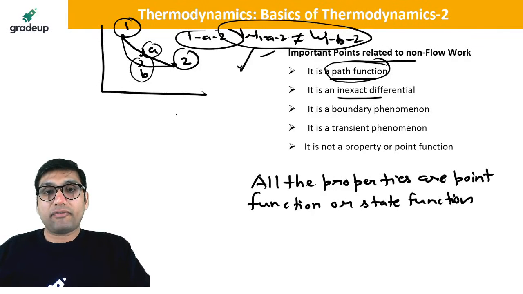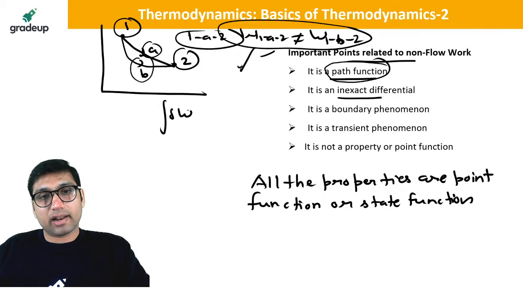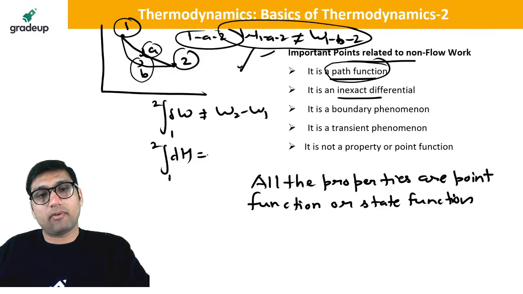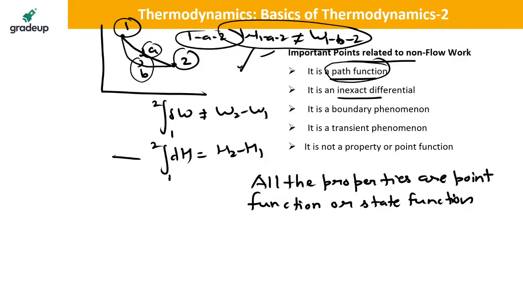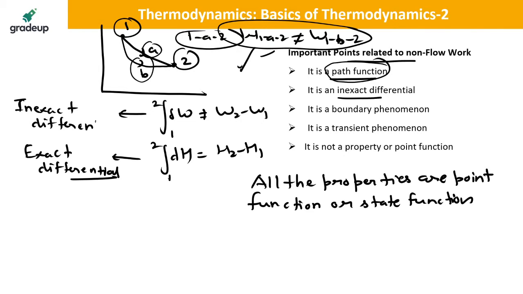Now, work is an inexact differential. That means if you integrate this work from 1 to 2, it is not equal to W2 minus W1. While if you integrate any property from 1 to 2, it will be equal to H2 minus H1. This is the meaning of properties. All properties are exact differentials. This is the meaning of exact differential in mathematics. This is the property of an inexact differential, and this is the property of an exact differential.